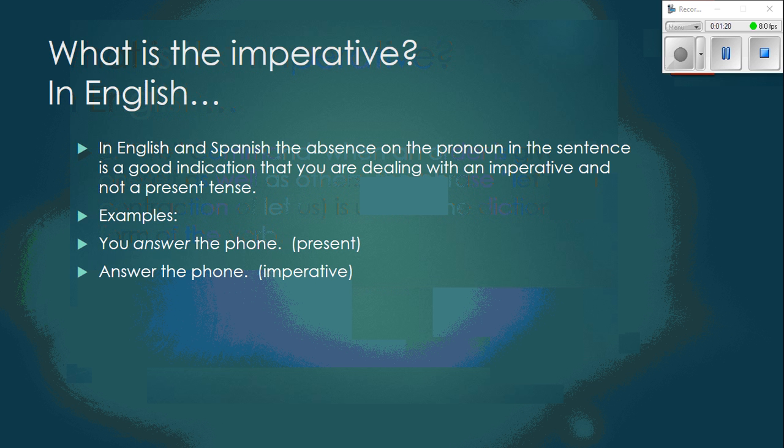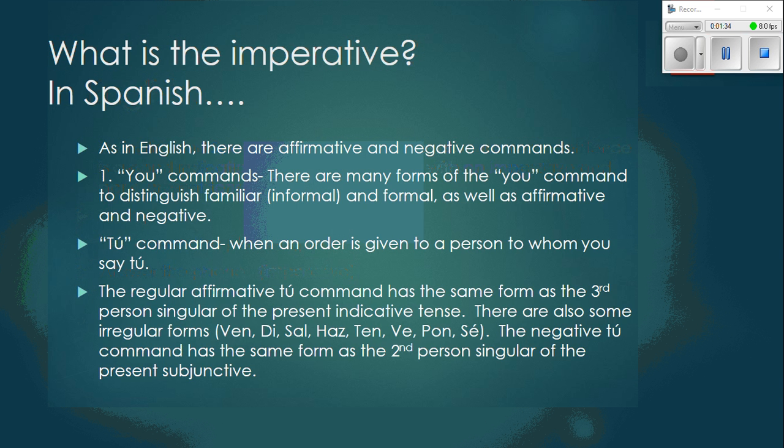In English and Spanish, the absence of the pronoun in the sentence is a good indication that you are dealing with an imperative and not a present tense. You answer the phone, that's present, versus answer the phone, imperative. As in English, there are affirmative and negative commands.